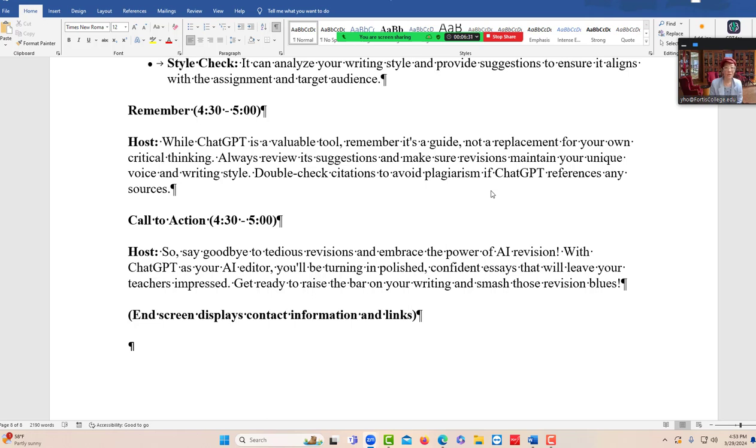So say goodbye to tedious revisions and embrace the power of AI revision. With ChatGPT as your AI editor, you'll be turning in polished, confident essays that will leave your teachers impressed. Get ready to raise the bar on your writing and smash those revision blues.